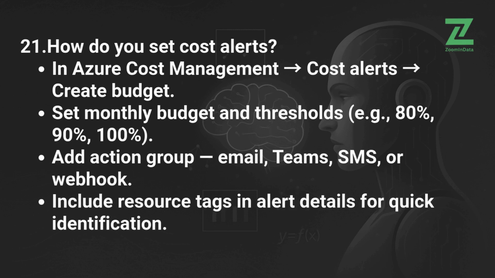How do you set cost alerts? In Azure Cost Management, go to Cost alerts, then Create budget. Set a monthly budget and thresholds, for example 80%, 90%, 100%. Add an action group: email, Teams, SMS, or webhook. Include resource tags in alert details for quick identification.